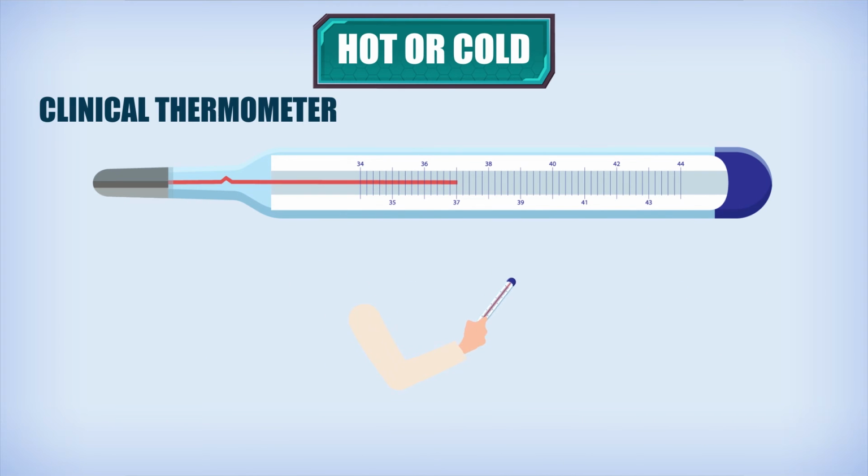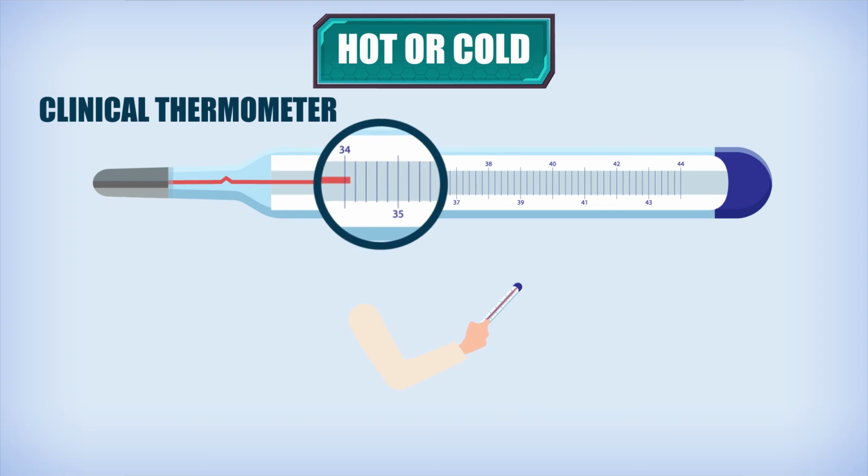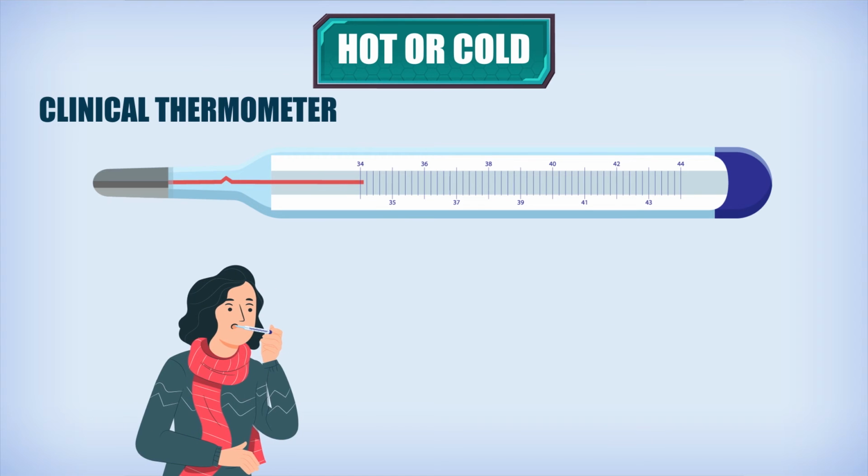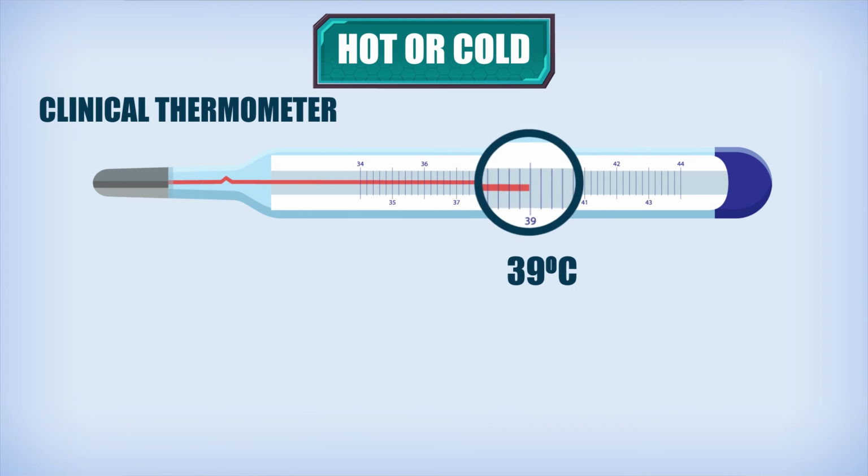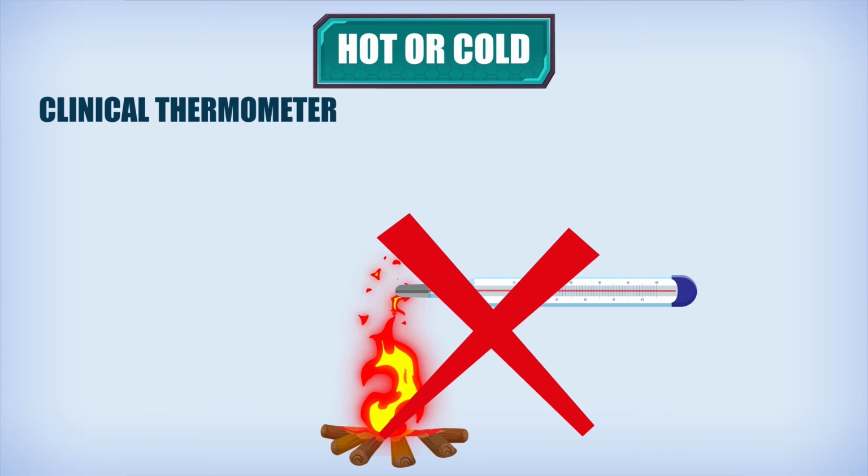Hold it firmly and give it a few jerks. The jerks will bring the level of the mercury down. Ensure that it falls below 35 degrees Celsius. Now place the bulb of the thermometer under your tongue. After 1 minute, take the thermometer out and note the reading. This is your body temperature. The temperature should always be stated with its unit degree Celsius. Always remember, never use clinical thermometer to measure temperature of hot objects.